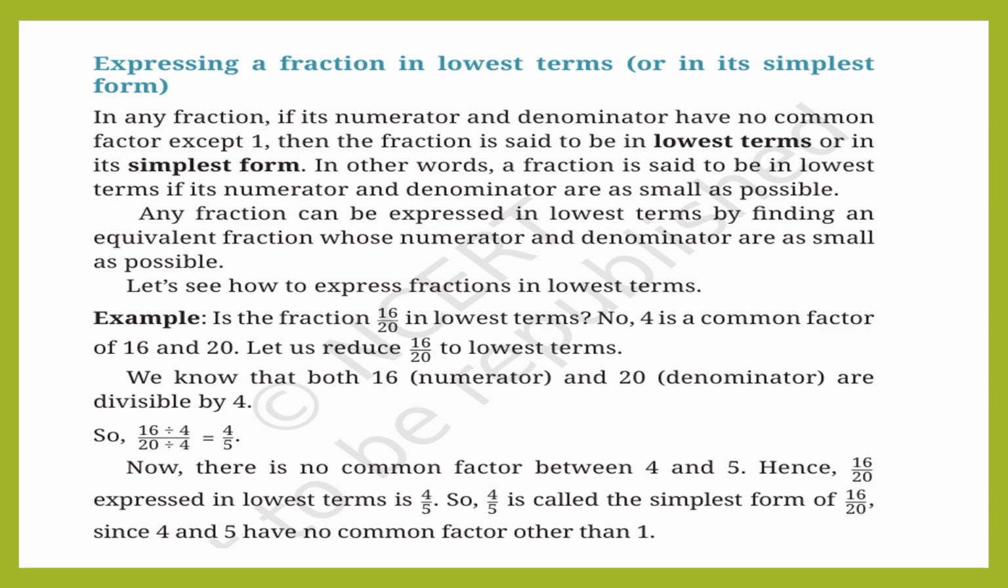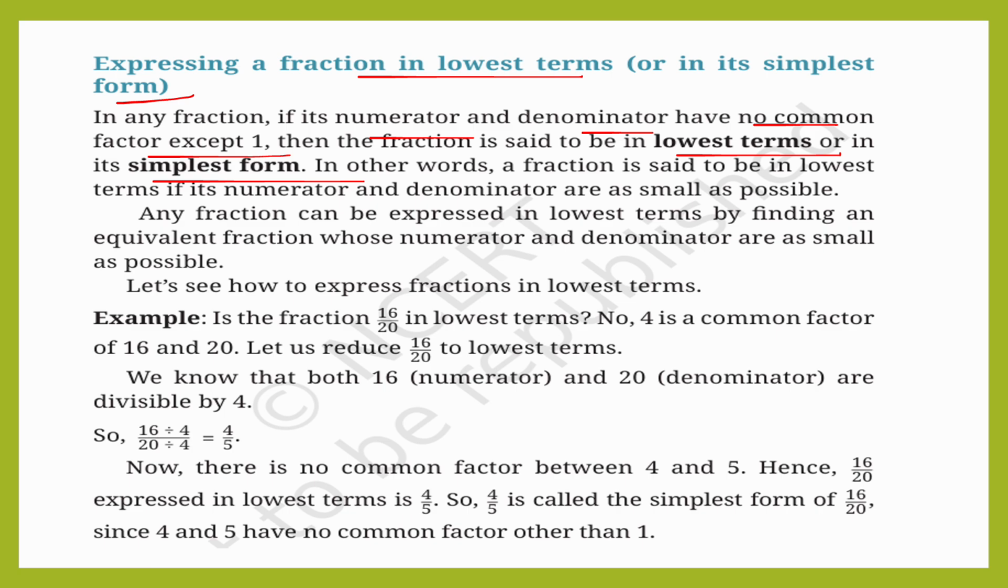Expressing a fraction in lowest terms or in its simplest form. In any fraction, if its numerator and denominator have no common factor except 1, then the fraction is said to be in lowest terms or in its simplest form. So a fraction is said to be in lowest terms if its numerator and denominator have no common factor except 1.